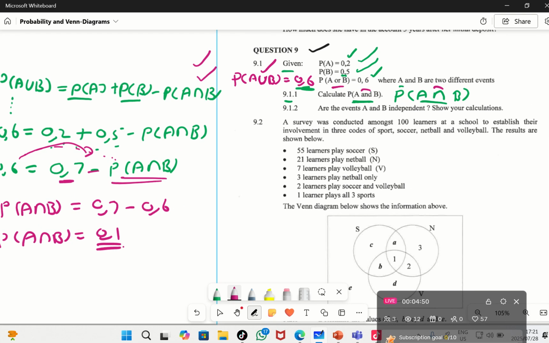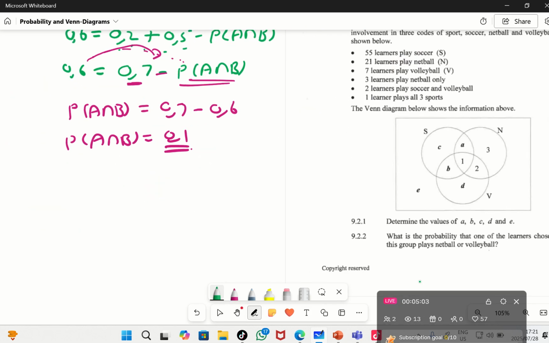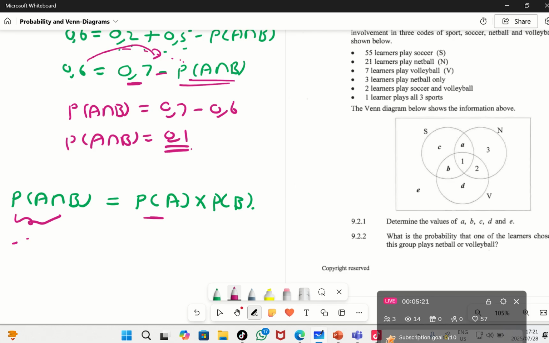We go to the next question. The next question says 9.1.2, are the events A and B independent? Show your calculations. As I said in the introduction, two events A and B are independent if the probability of A and B equals the probability of A times the probability of B. So if you find the probability of A and B to be a certain value equal to the product of the probability of A and B, then you'd have proven that the two events are independent.